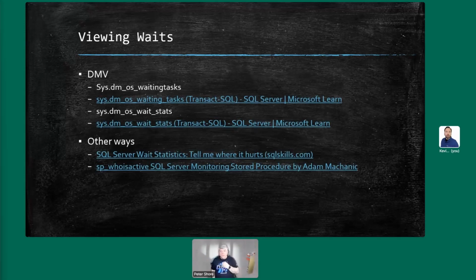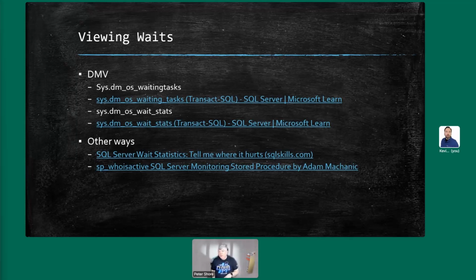We can look at waits through sys.dm_os_waiting_tasks, which will show you what's waiting right now. So if somebody calls you and says the SQL Server is slow right now, you can look at dm_os_waiting_tasks. I would actually use one of the other ways, Adam Machanic's wonderful procedure, sp_WhoIsActive. I personally run it every time with at least the find_block_leaders and get_plans parameters on.